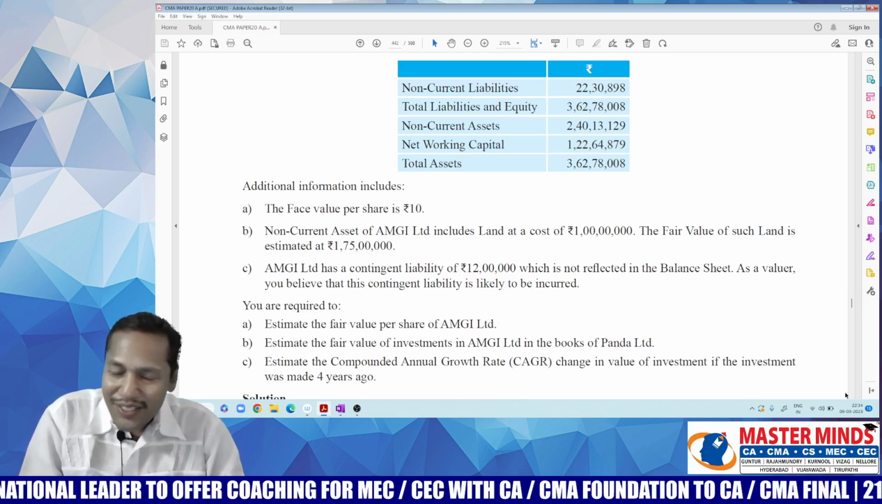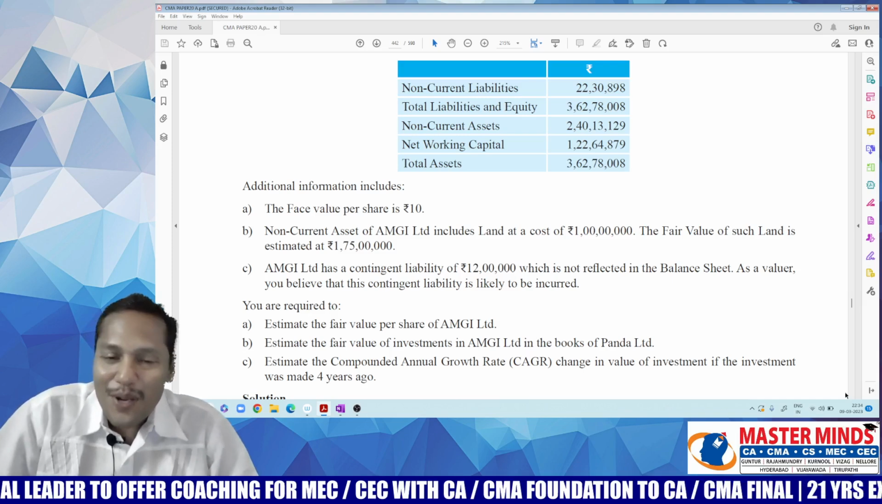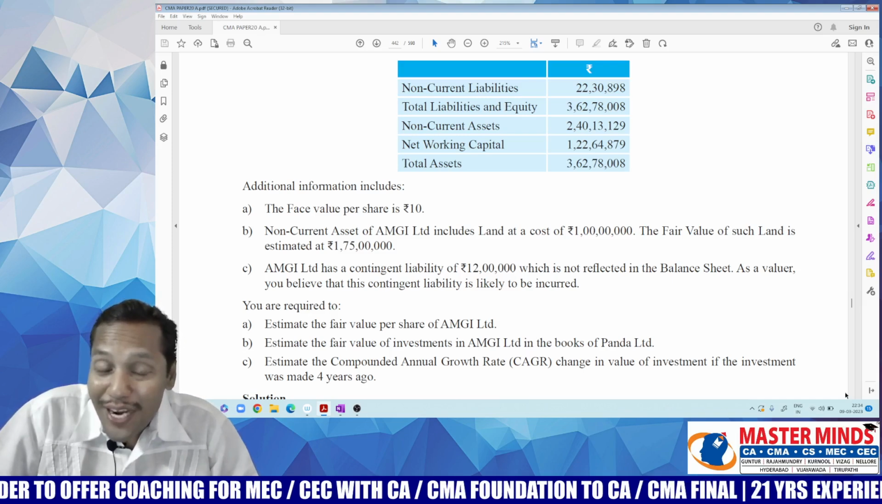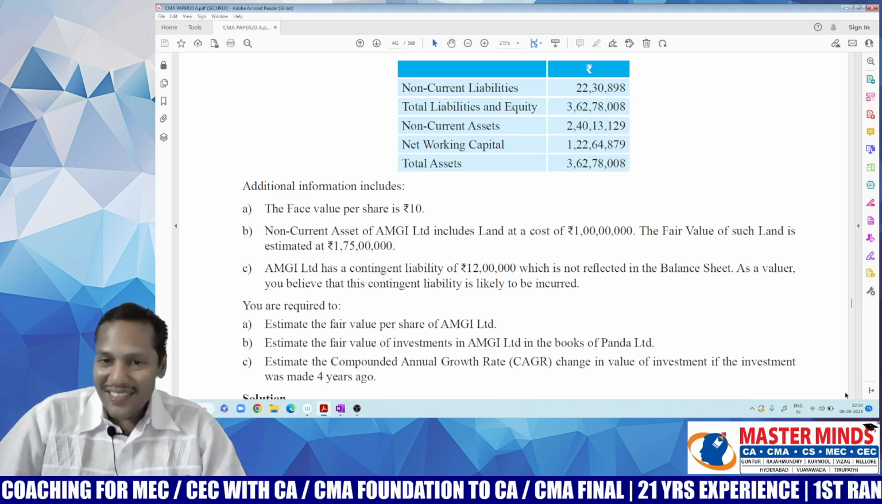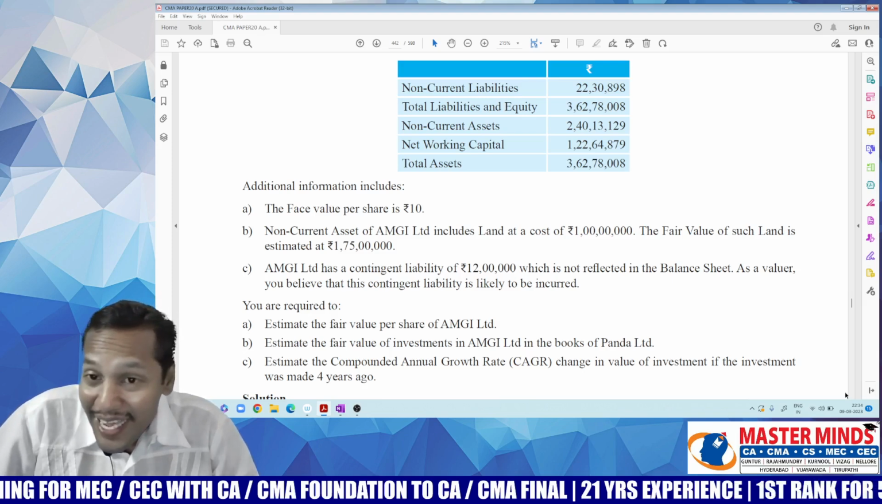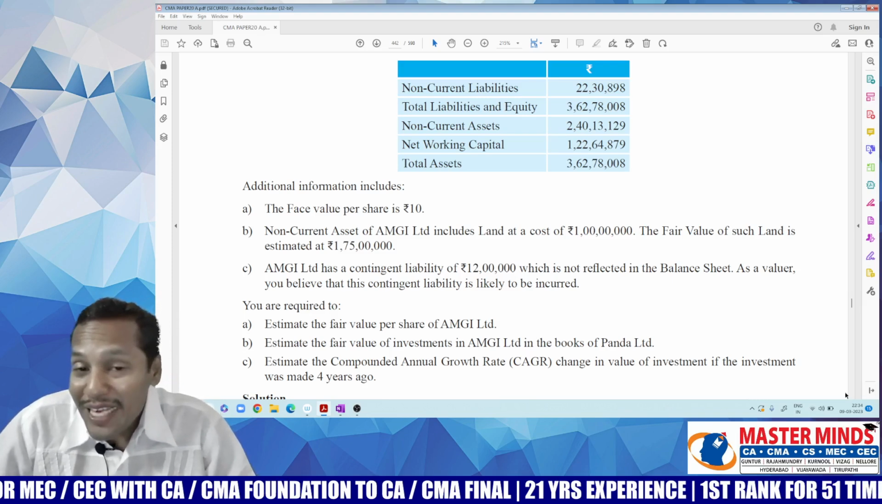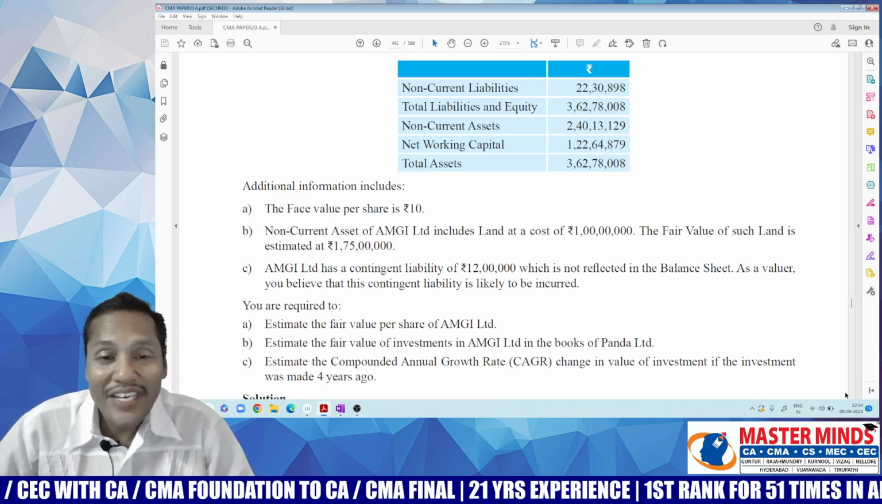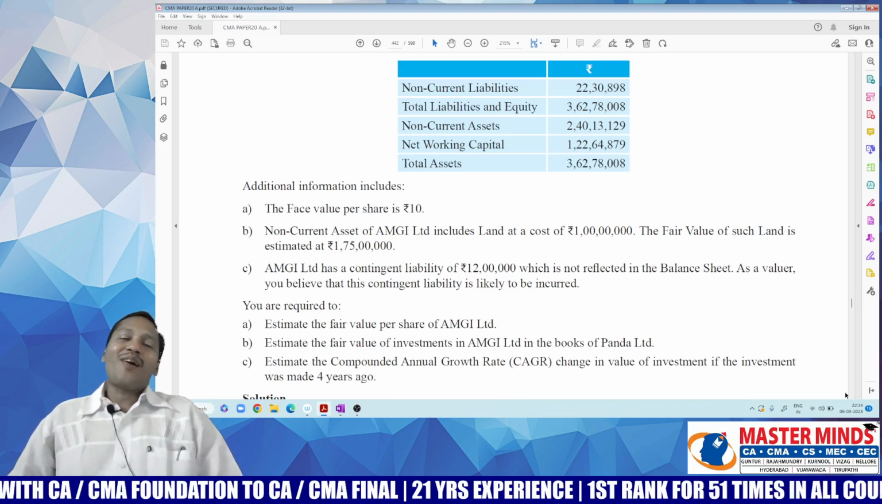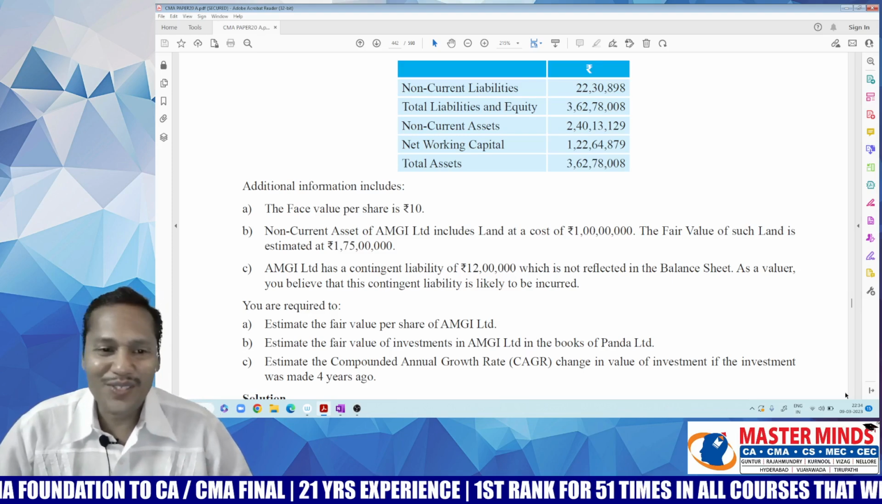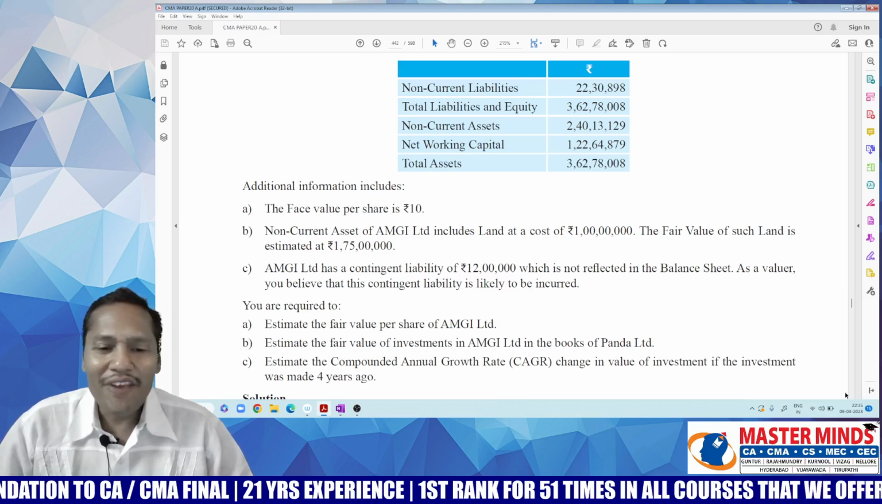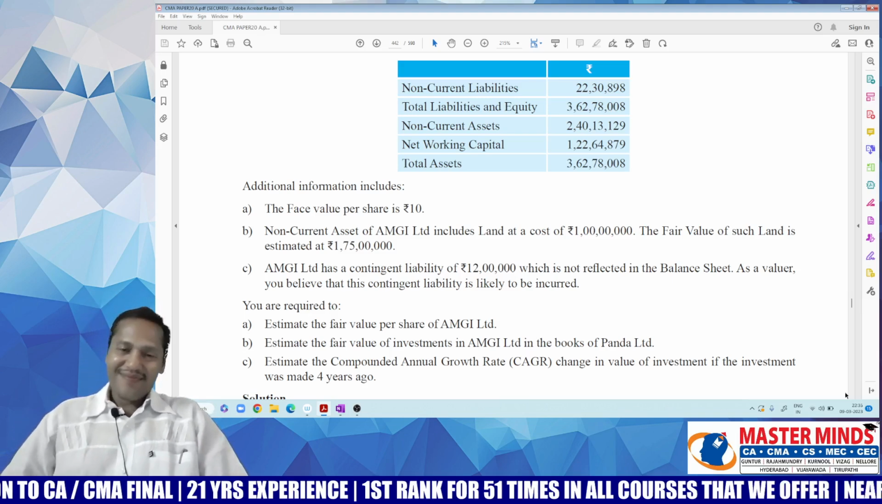The given information is that Panda Limited has invested in 4 lakh shares of AMGA Limited. For AMGA Limited, they have given balance sheet information: equity, other equity, non-current liabilities, on the asset side, non-current assets, net working capital, total assets. The fair value per share is what they are asking.